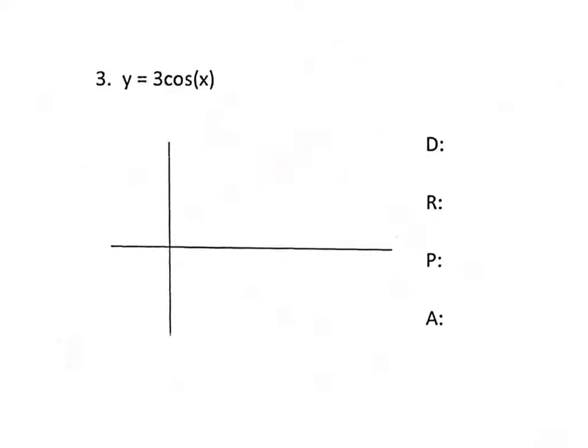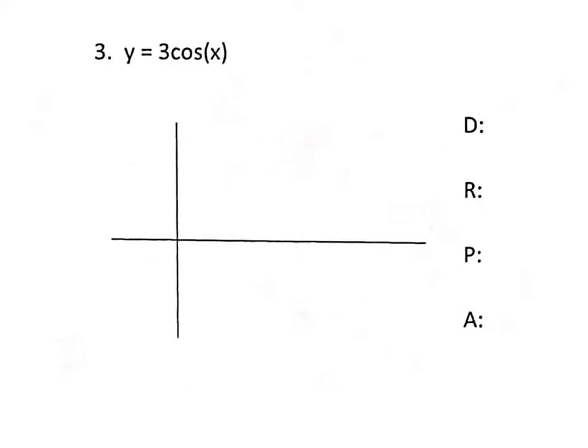Now let's move on to number 3. In this case, I have the a value, which is 3. So that means that my graph will be vertically stretched by 3. So that means if usually it ends up at 1, this time it's going to go all the way up to 3. If it ends at negative 1, it's going to go all the way down to negative 3. There's no shifting of any kind. So then in this case, my angles did not change.